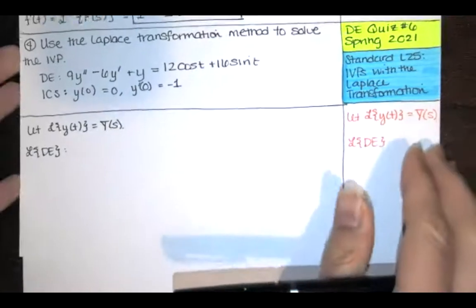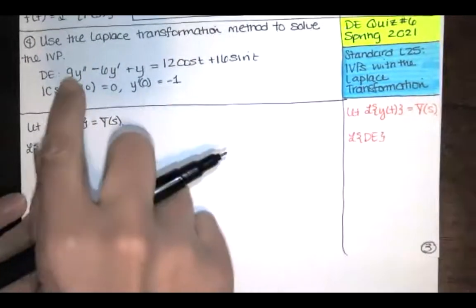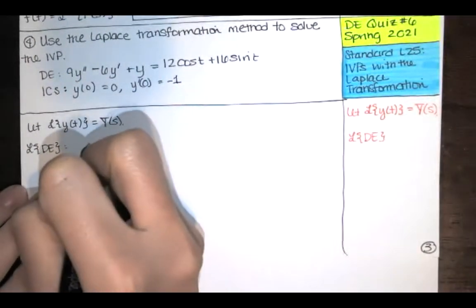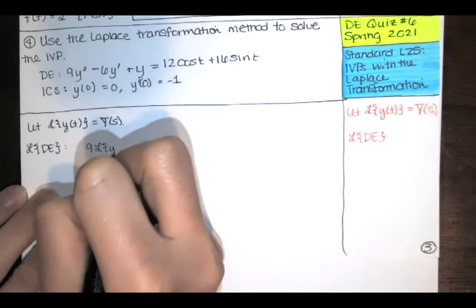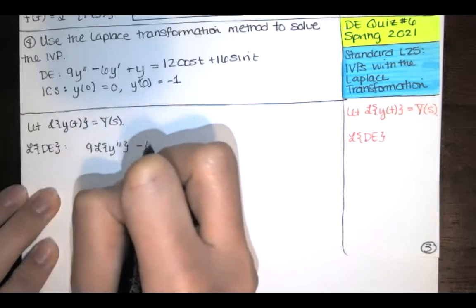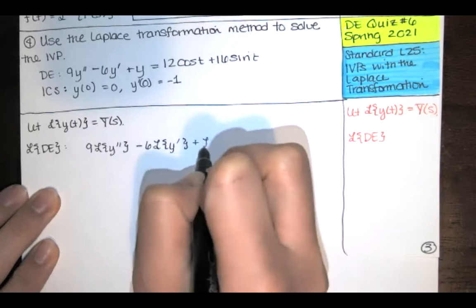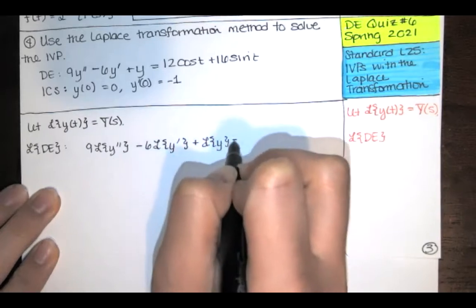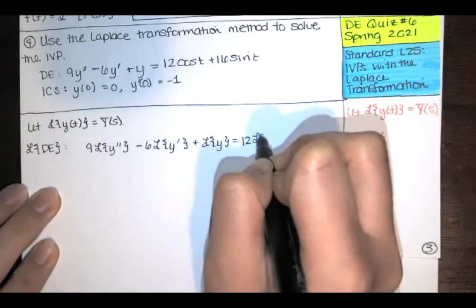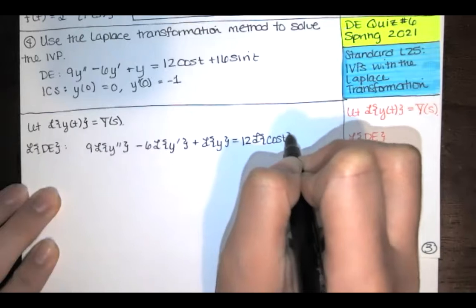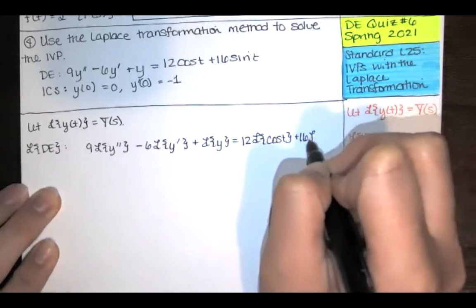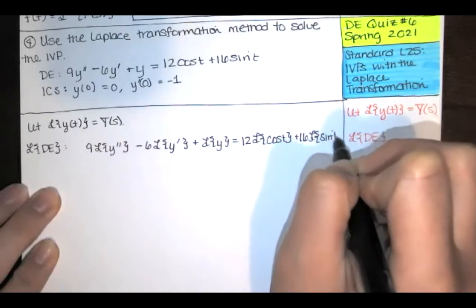And then remember the Laplace transformation is a linear operator, so you're going to apply that to each of these terms. So we'll have 9 times the Laplace transform of y double prime minus 6 times the Laplace transform of y prime plus the Laplace transform of y equals 12 times the Laplace transform of cosine of t plus 16 times the Laplace transform of sine of t.